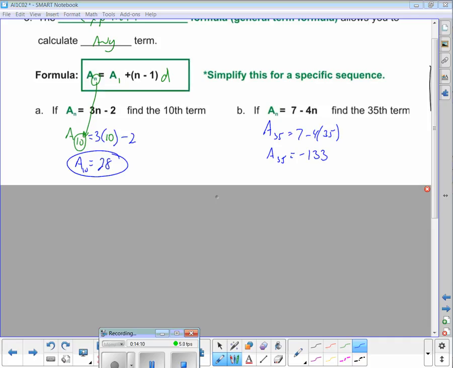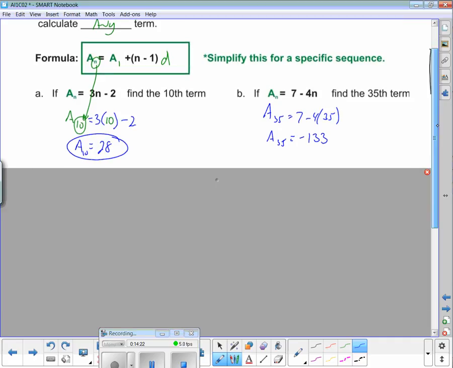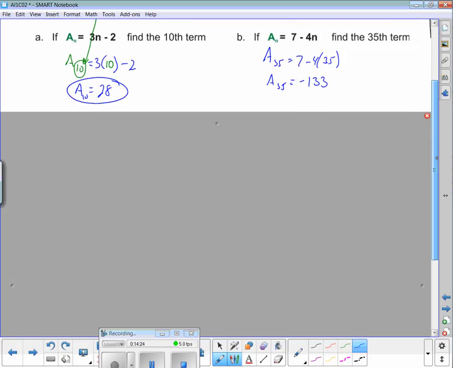All right. Negative 4 times 35. Negative 2 times 35 is negative 70, and then double it, negative 140. 7 positives, 140 negatives leaves you 133 negatives. All right, hopefully you're okay with that.